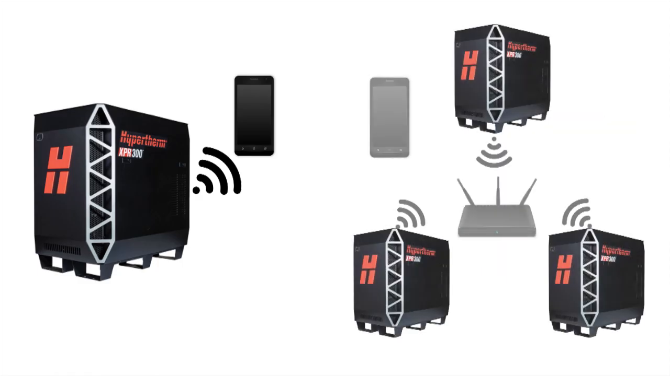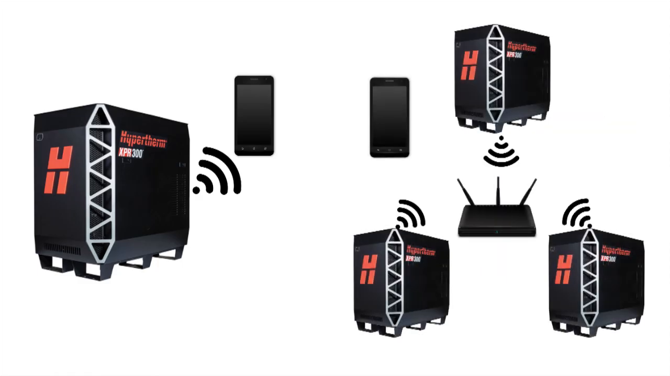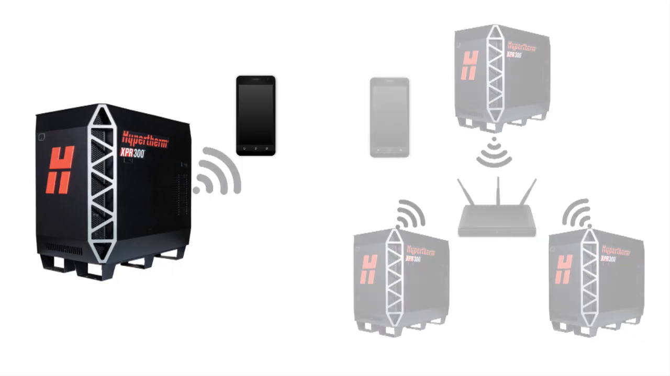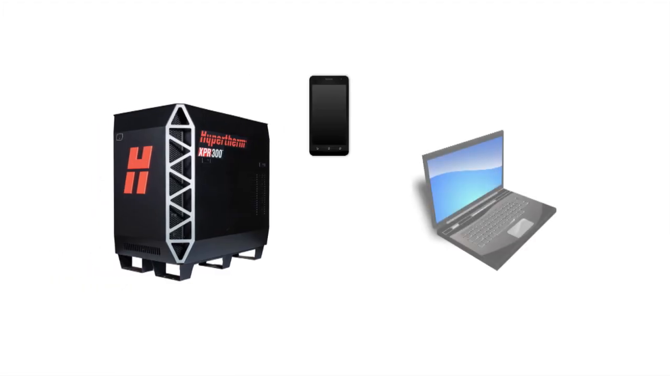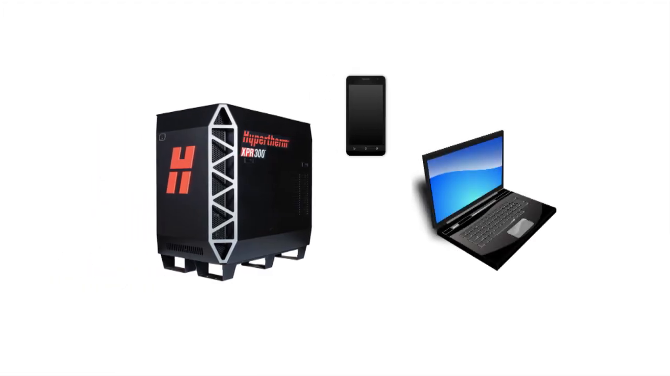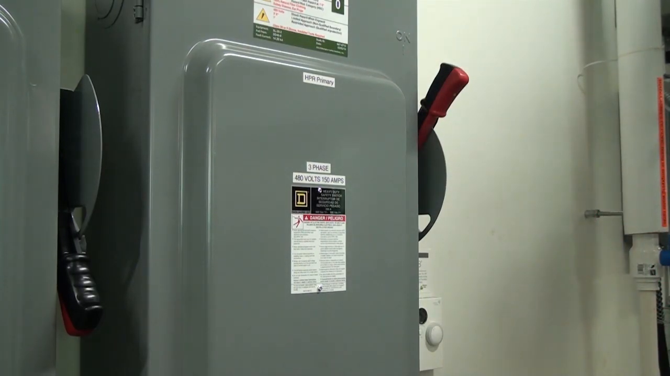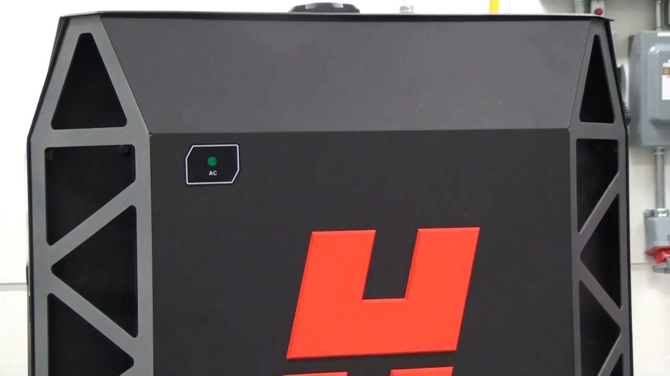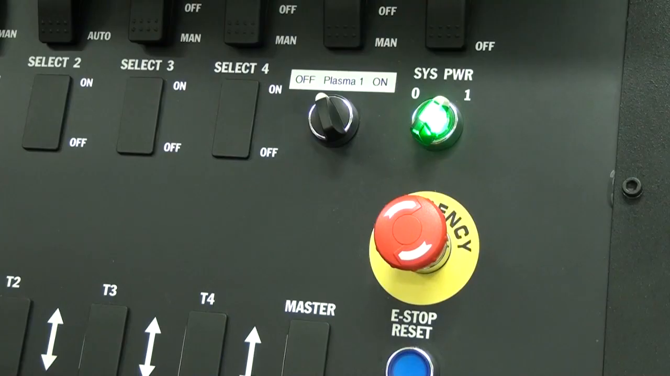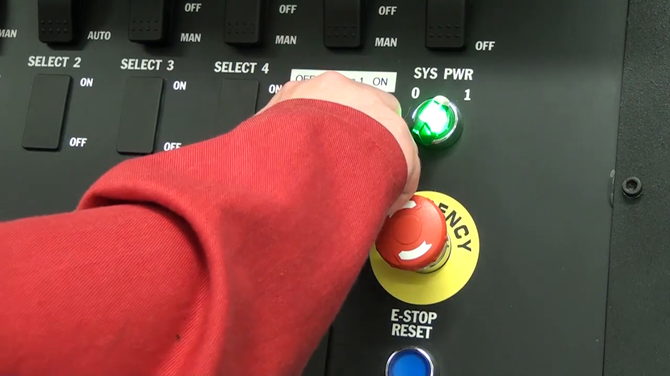In network mode, multiple plasma power supplies can be connected to a network. You can connect to and control multiple plasma power supplies at the same time. This video will demonstrate connecting in AP mode using a PC and mobile device. To begin, set the line disconnect switch to the on position to provide power to the plasma power supply. Make sure the green power LED is illuminated on the plasma power supply. Make sure that the remote on-off switch is enabled.